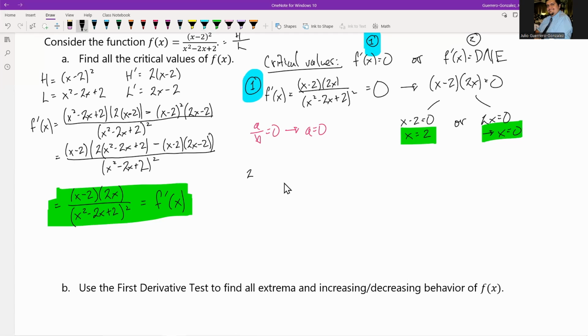So step 2 was when we have f prime of x equal to x minus 2, let me write it down first, all over something squared. So the other method for finding critical values is when the first derivative was undefined. So we need to find when the first derivative is undefined, okay?